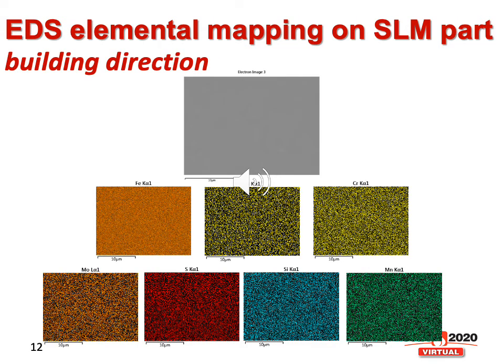This is the EDS elemental mapping on the building direction. Similar to the transverse direction, the chemistry is distributed uniformly on this direction too. As I mentioned, we selected several different positions and conducted the mapping. This is just the typical one, so we didn't see any inclusion or segregation on the building direction either.